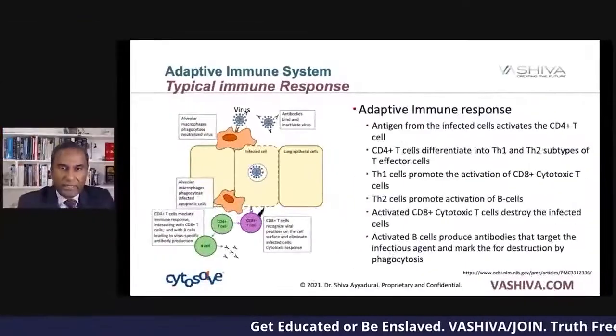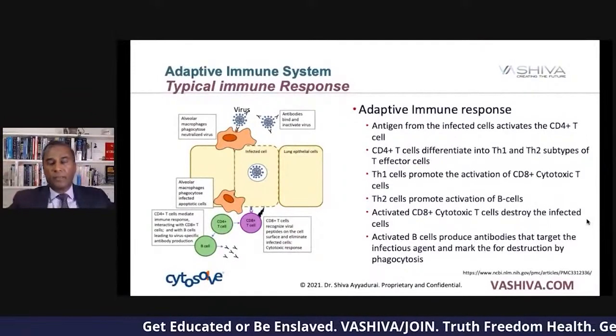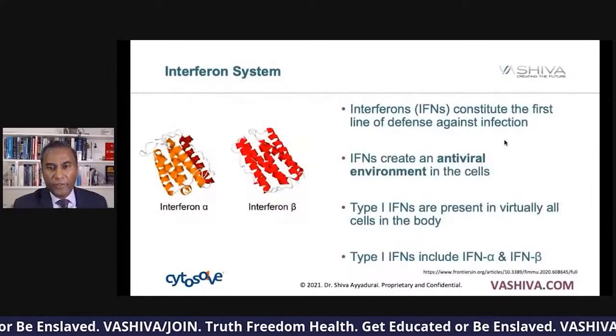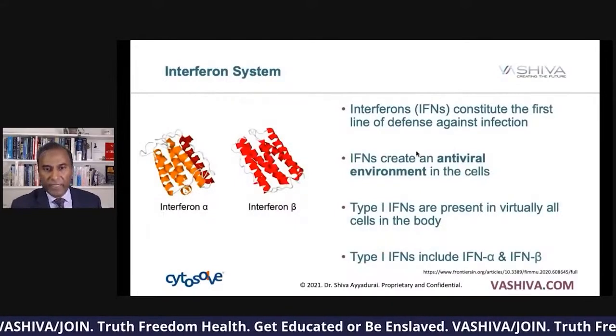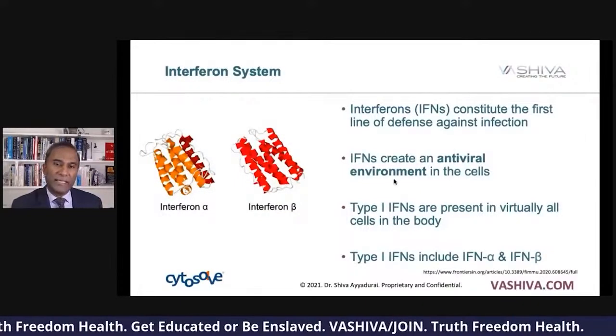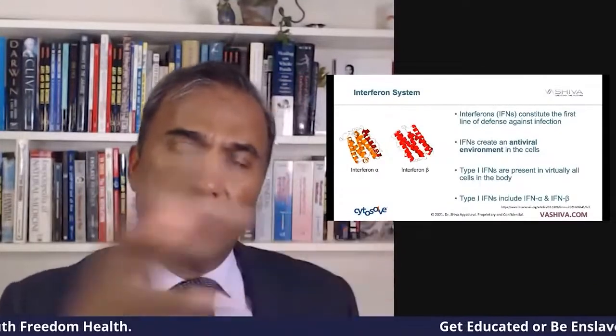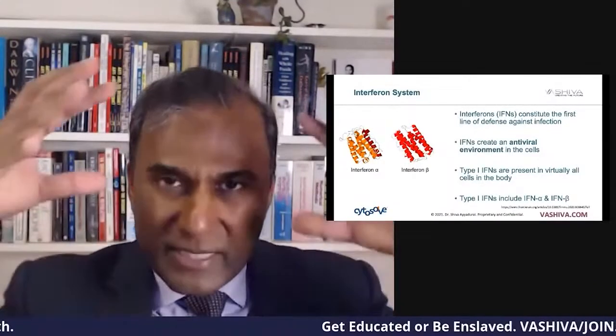But guess what? As I mentioned, that's just the oboe playing in a beautiful orchestra. It's not the whole picture. Here's now the interferon system. The interferons constitute the first line of defense. They create an antiviral environment in the cell. They are present in virtually all cells in the body. If you want to go look on the old videos, you'll see everything I've done on interferons. But the interferon system is a missing link.